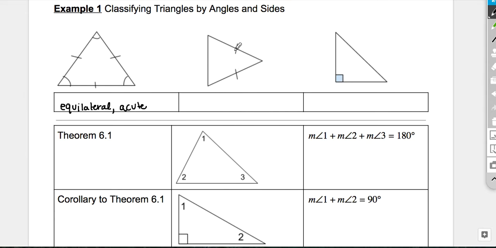In the next one, we have two markings on the sides that say that those two sides are congruent, but the third one doesn't have it. So that means only two sides. So by the sides, this is isosceles. And then if we look at the angles, none of the angles look obtuse or right, so this is an acute triangle.